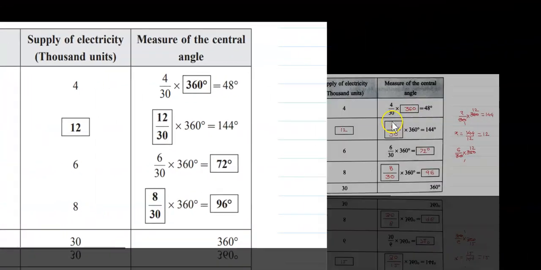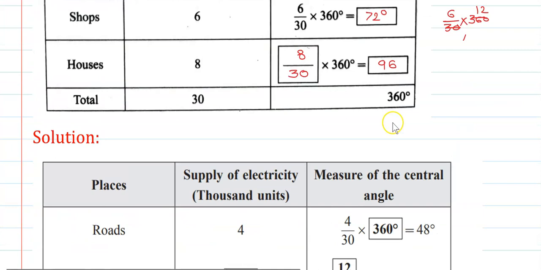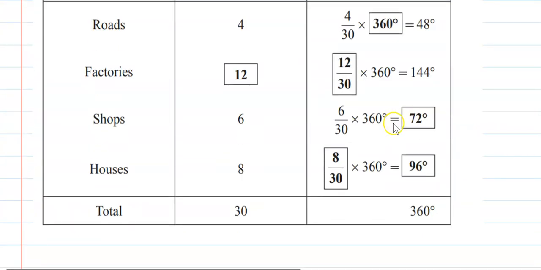Answers. First is 360, 12 upon 30, 72, 96.